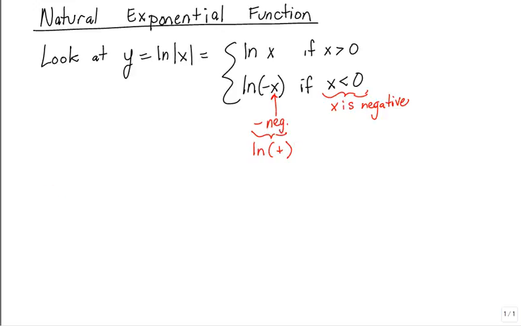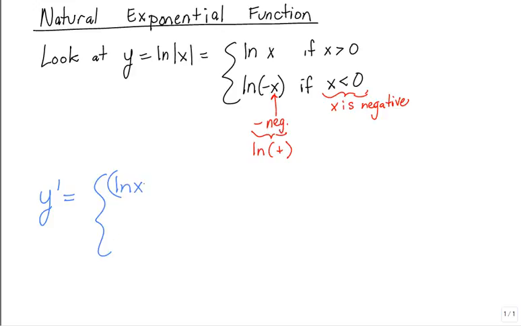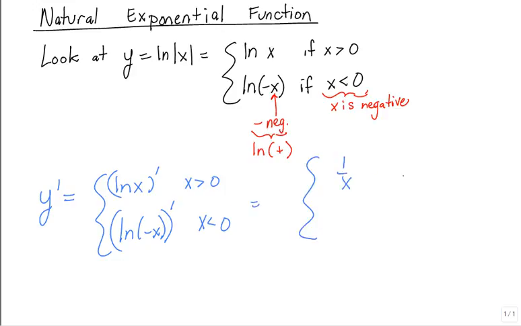Okay, again, let's look at the derivative of ln absolute value x. The derivative of ln x for x greater than 0 and of ln of negative x for x less than 0 is going to be 1 over x, x greater than 0. It's 1 over the function times the derivative of the function. The derivative of negative x is negative 1, which gives 1 over x, x less than 0.